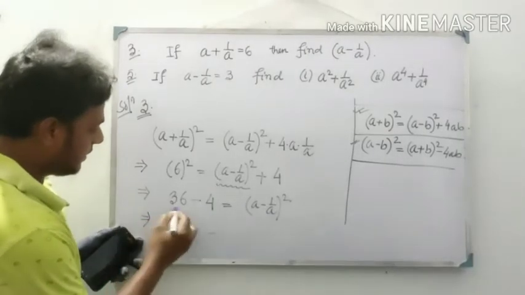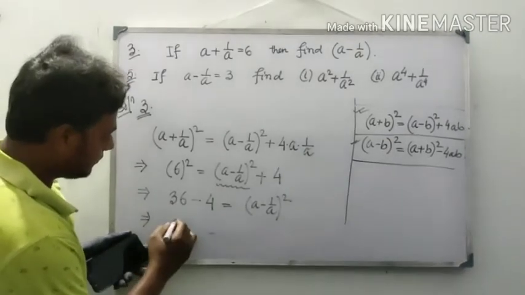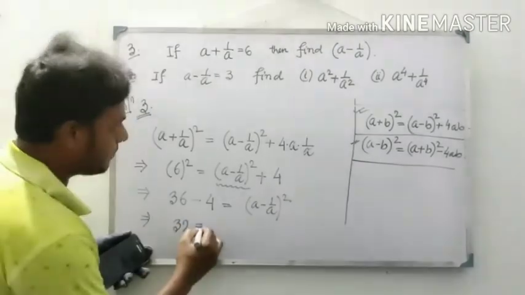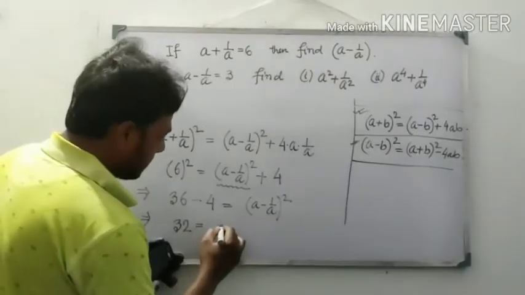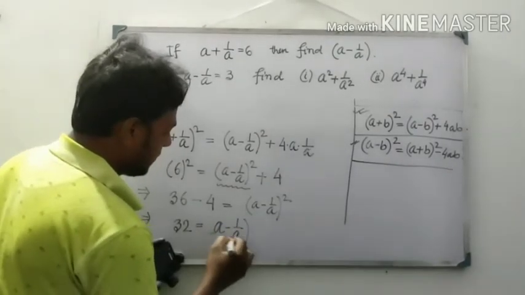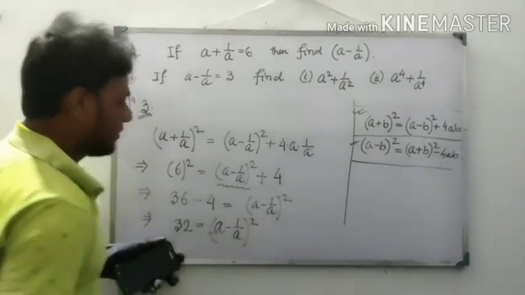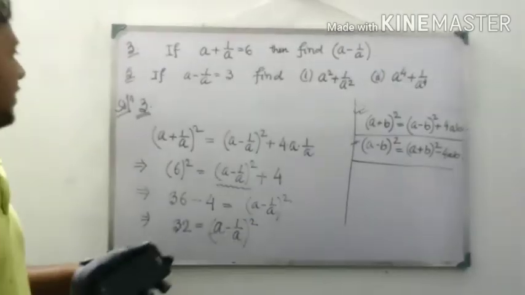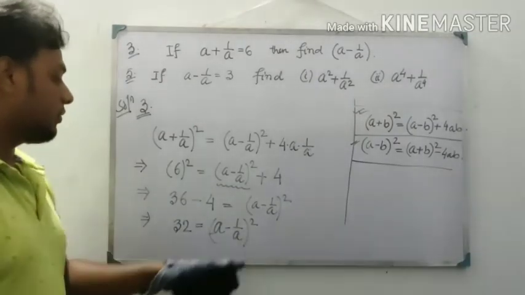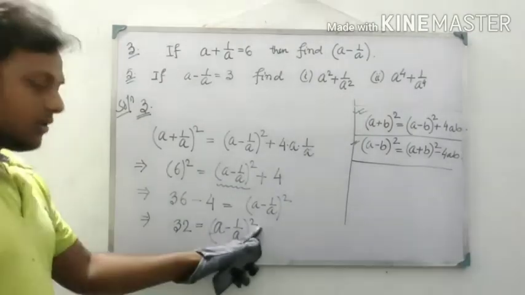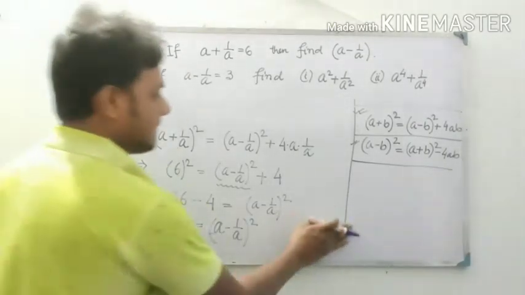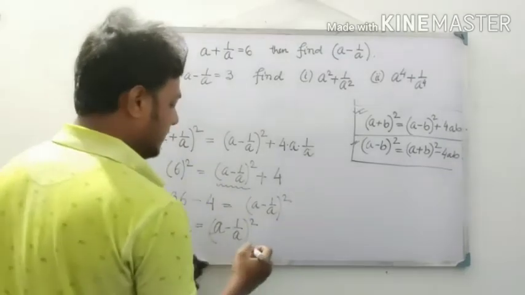Implies that 36 minus 4 equals 32 equals a minus 1 by a whole square. So our target is to calculate a minus 1 by a, but in this line we have a minus 1 by a whole square. So to remove this square, we will take the square root on this side.